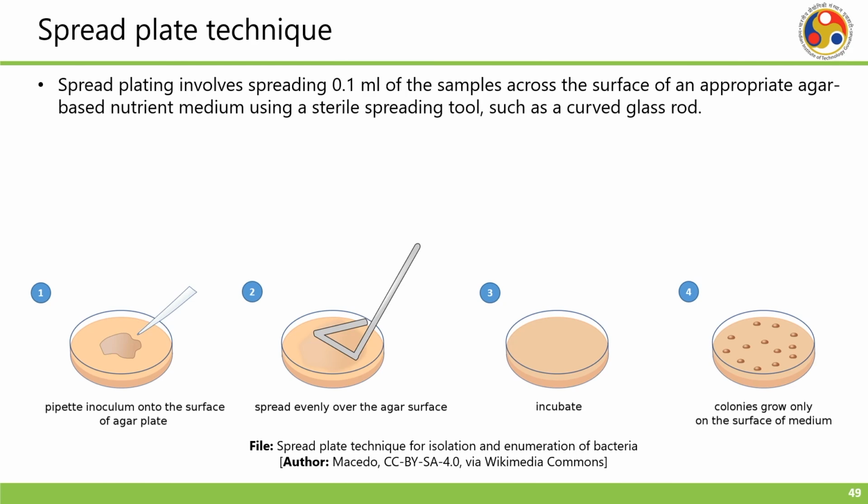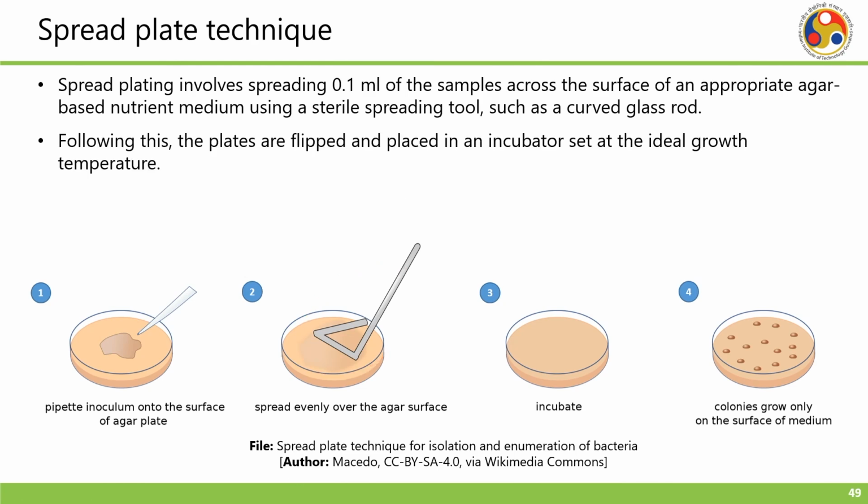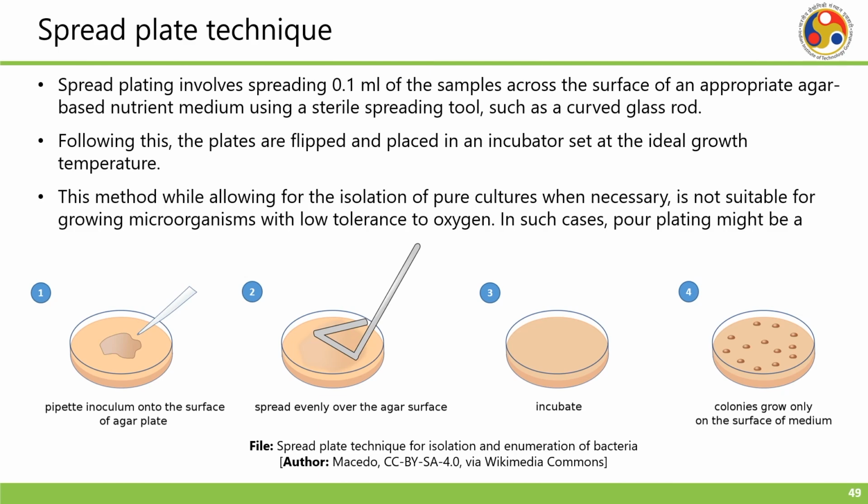Another method is the spread plate technique. This involves spreading 0.1 ml of the sample across the surface of an appropriate agar based nutrient medium using a sterile spreading tool such as the curved glass rod. Following this, the plates are flipped and placed in an incubator set at the ideal growth temperature.